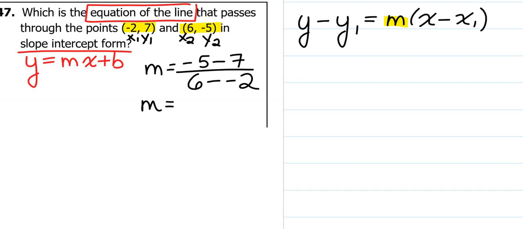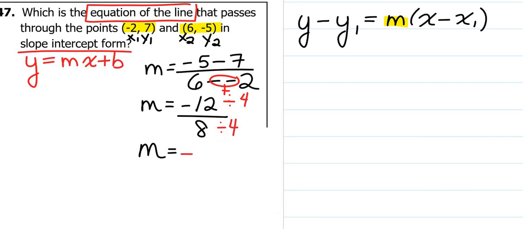And now let's simplify. Negative 5 minus 7, you're going to get negative 12. 6 plus 2, double negative becomes a positive. 6 plus 2 is 8. And now, last step, we're going to simplify. Divide the top and bottom by the greatest common factor, which in this case is going to be 4. 12 and 8 can be divided by 4. You're still going to get a negative, but 12 divided by 4 is 3, and 8 divided by 4 is 2. So negative 3 over 2 is your slope.